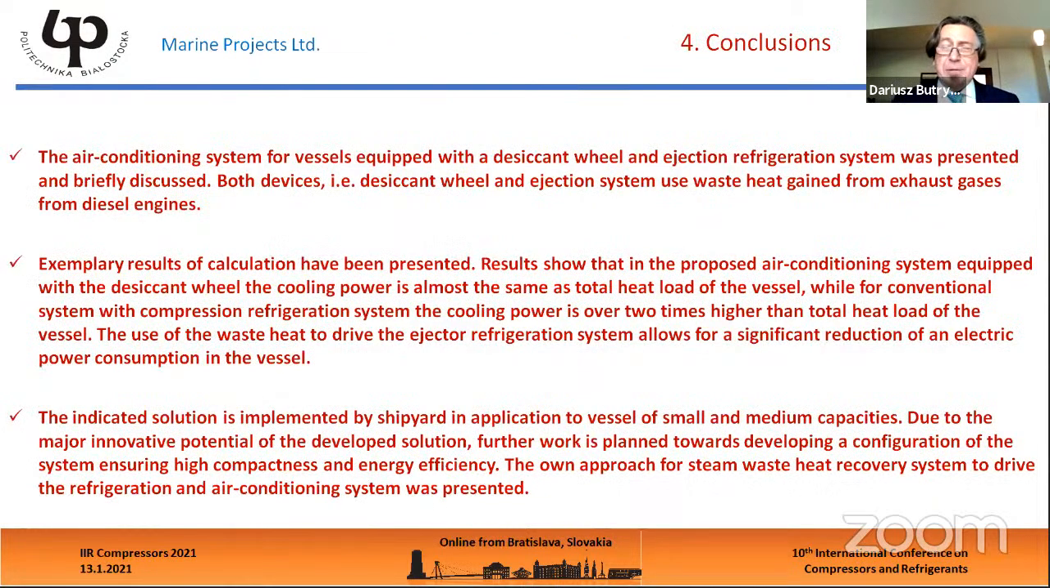So I have presented in this presentation the practical approach, how to use effectively waste heat from the diesel engine in marine applications to not only drive the ejection refrigeration system, but also to utilize to prepare the comfort conditions by means of the desiccant wheel.